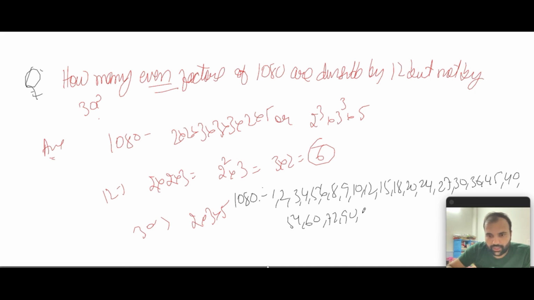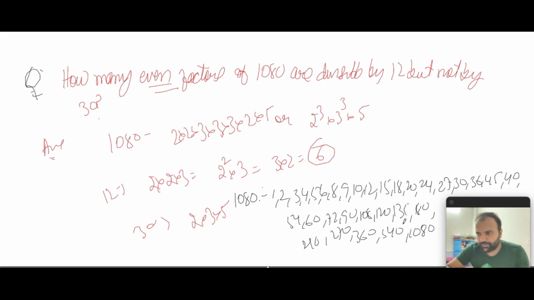And after 90, what all do we have? We have 108, 120, 135, 180, 216, 270, 360, then 540, and then 1080. So these many numbers divide 1080.